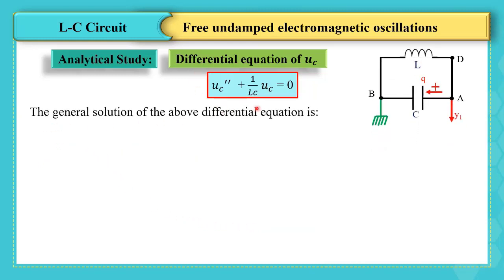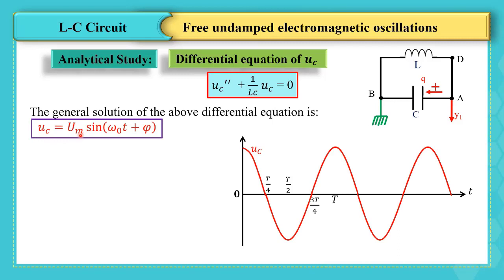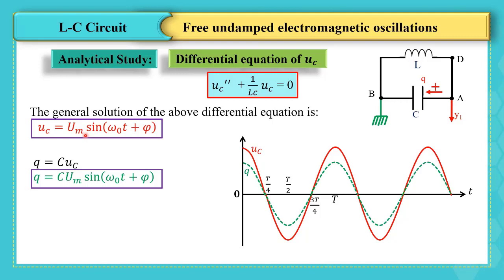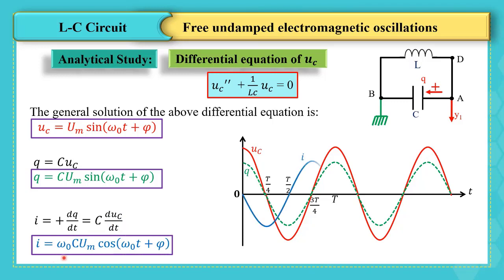Now, this differential equation has a general solution of the form U_C equal U maximum sine omega 0 t plus phi. So the shape of U_C will be sinusoidal. Since Q equals C U_C, it will be equal to C U maximum sine omega 0 t plus phi, and also Q will have a sinusoidal form. And since i equal dq by dt or C dU_C by dt, so i will be equal to omega 0 C U maximum cosine omega 0 t plus phi.